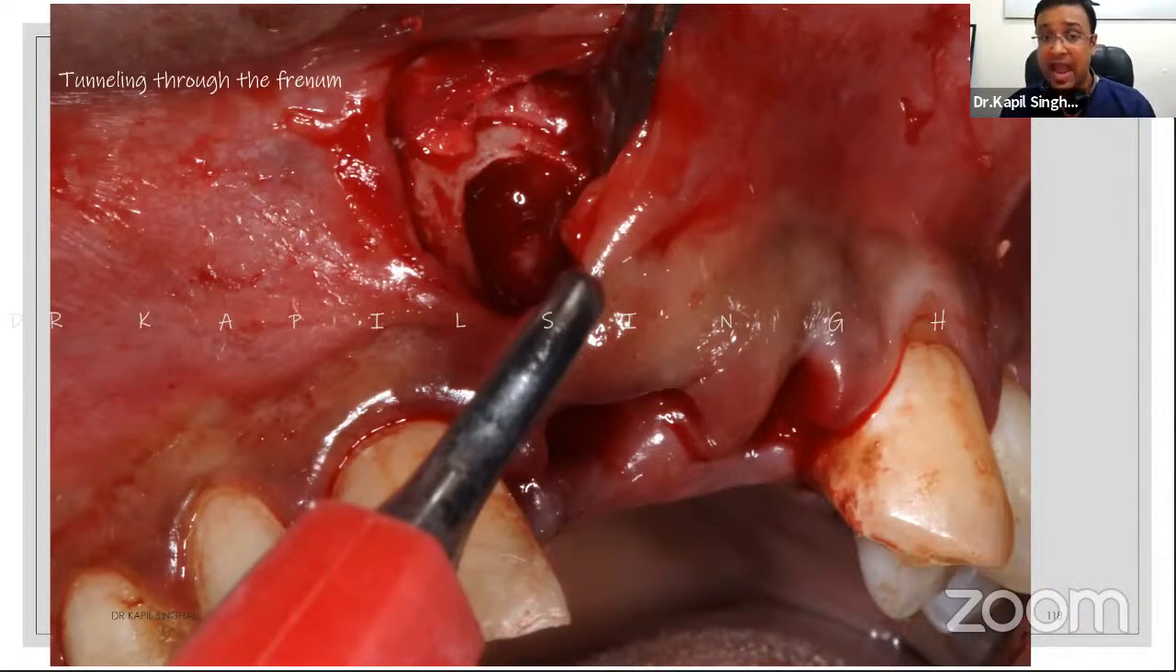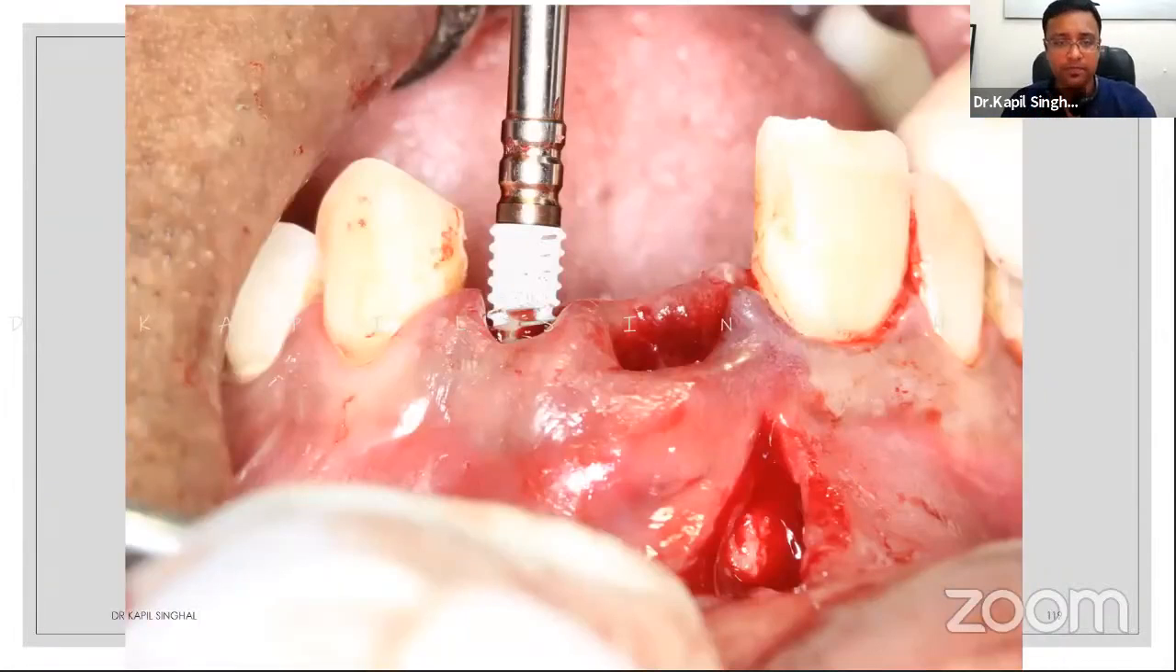And one more important point: the vertical incision for making the tunnel that I gave was at the frenum. So the scar will be completely covered by the frenum and it will not be visible. So the aesthetics, because the patient has a high smile line, I have to look for all those things also. So the facial aesthetics is also not compromised.